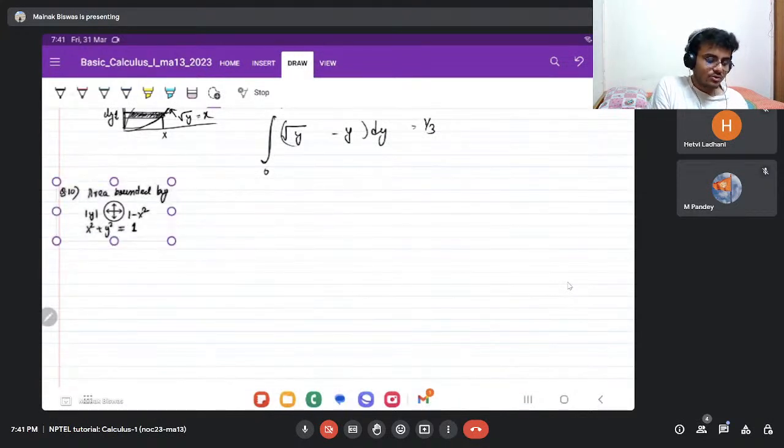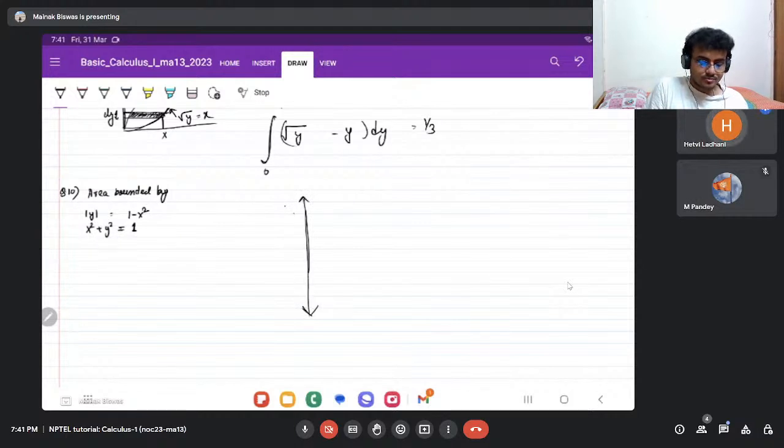So how will this look? What is x square plus y square equal to 1? Equation of circle with radius 1, center 0, 0. Correct.